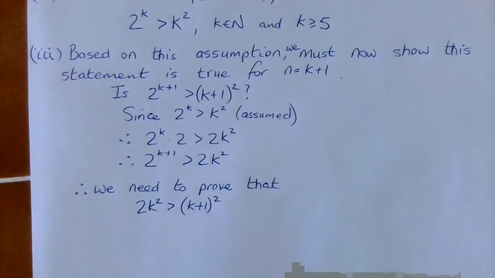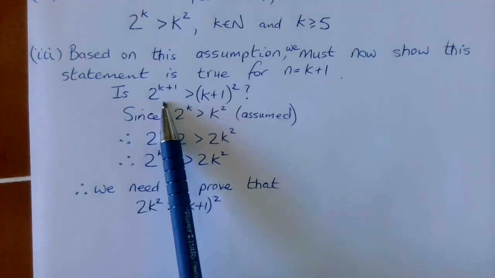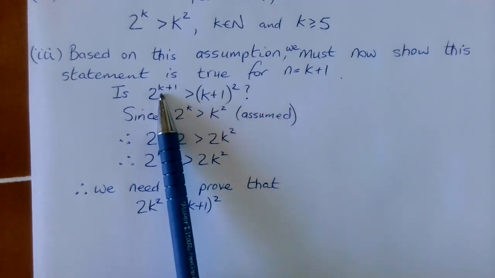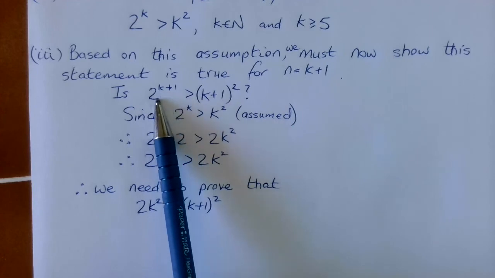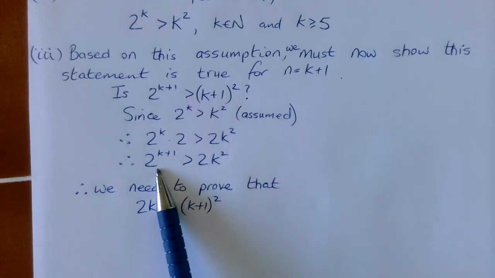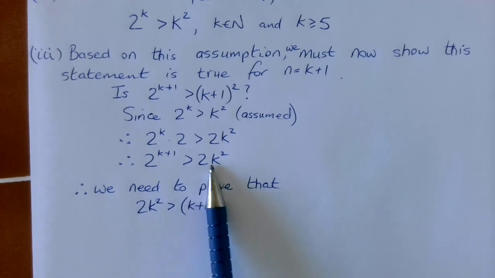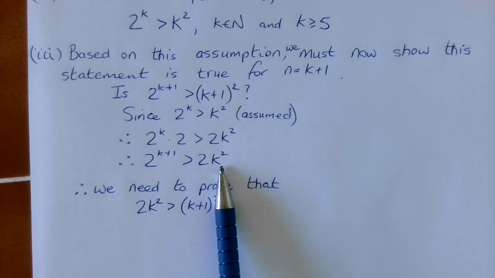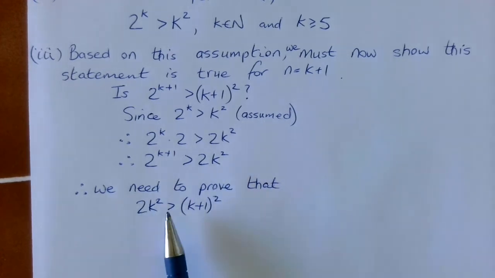Now, it was very difficult for us at the very start to try to prove that this is greater than this part here. But what we've done is we have rearranged the 2 to the power of k plus 1, which we have here. We've said that that is greater than 2k squared. So if that is greater than 2k squared, now what we have to try to prove is that 2k squared is greater than (k plus 1) squared. And that's going to be much easier for us to do.